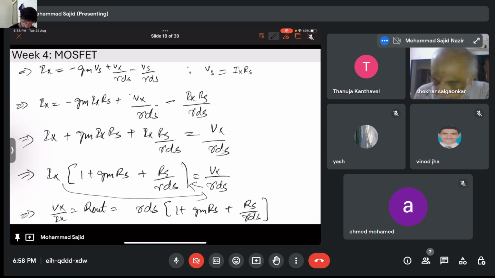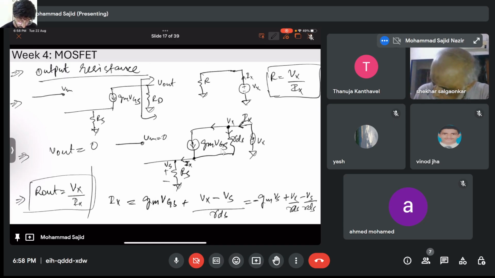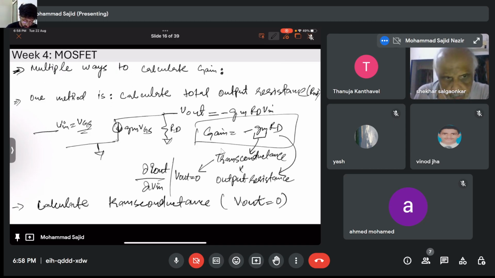So to know that you have correctly derived this R out, check the units. One is unitless, Gm Rs is unitless, Rs by Rds is unitless, and Rds is a unit of ohm. So R out has the units of ohm. So this is correct. So this is how you can calculate resistance of any circuit. Okay, so the same thing we'll use for this question as well.